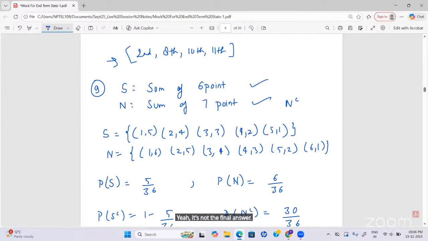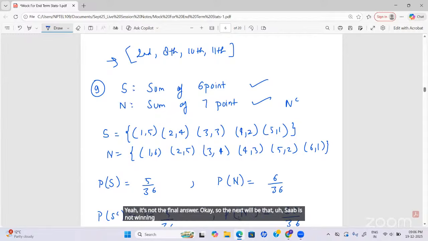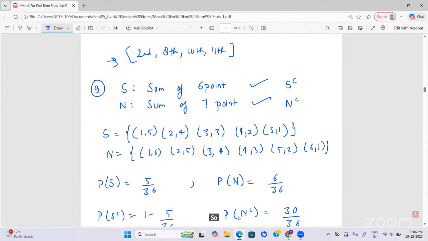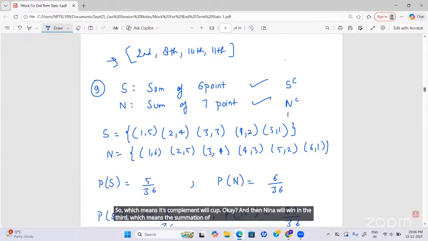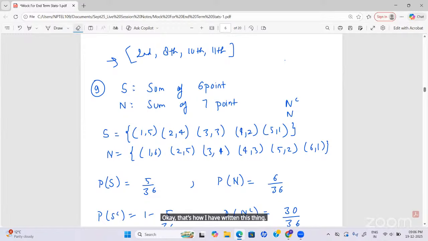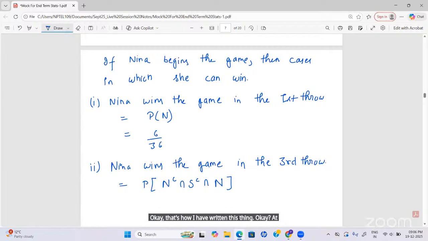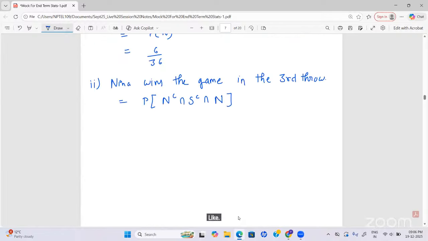The next is that Sam is not winning the game in the second trial, which means the summation of 6 will not come, so its complement will come. Then Nina will win in the third, which means the summation of 7 should come, which is N. That's how I have written this. And intersection means all these things should happen, that's why the intersection, the 'and' condition, is there.